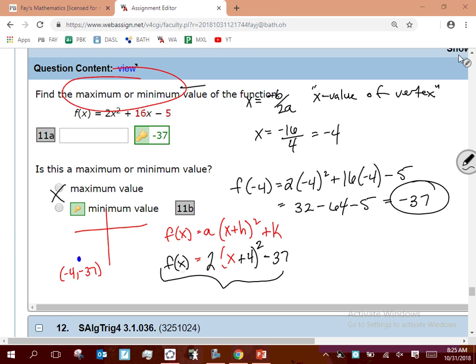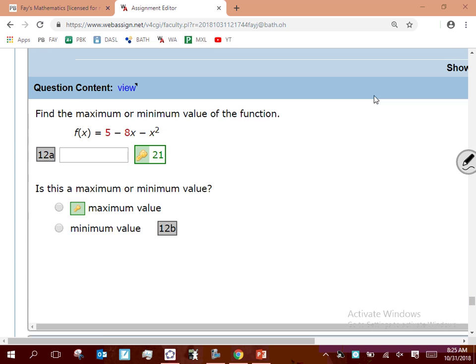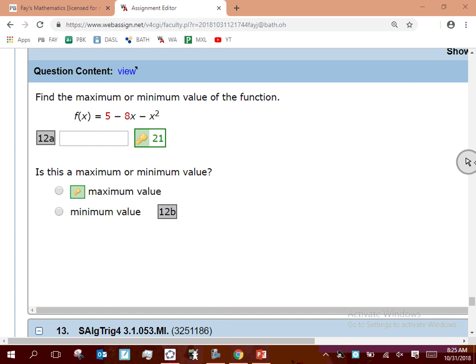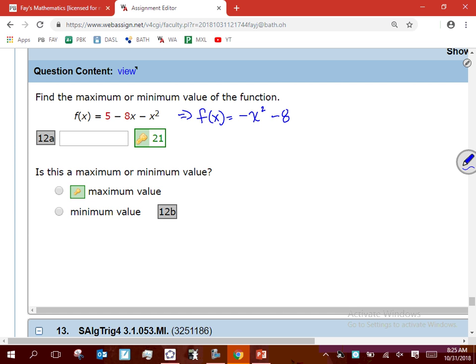So doing 12 then, same idea. Now the only thing with 12, and it's something we won't pay attention to in all of our functions, everything that we deal with that is polynomial, we're going to rewrite so it's in descending order. So negative x squared minus 8x plus 5. Now my a term is negative 1, so this thing is going to be concave down. That's why we've got a maximum. That vertex is going to be a maximum.